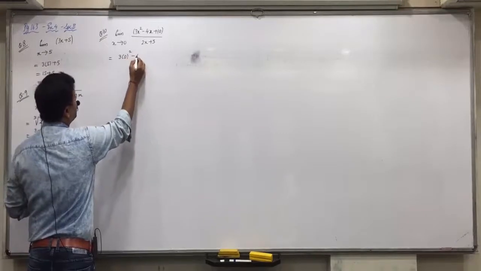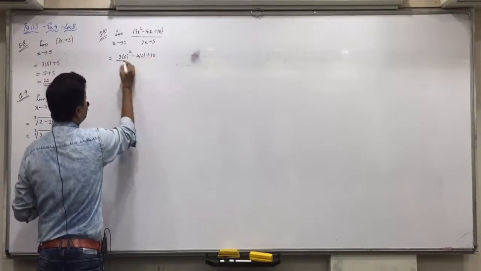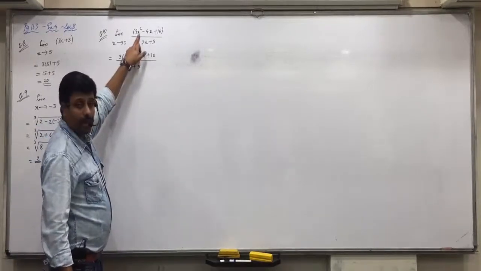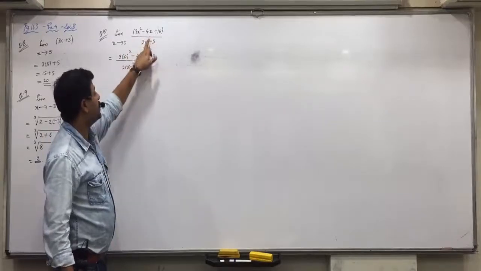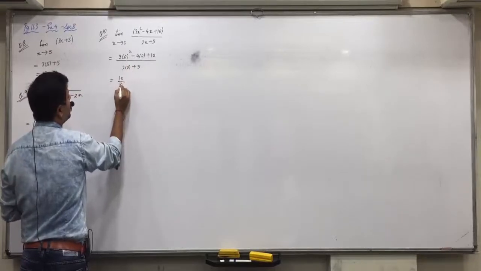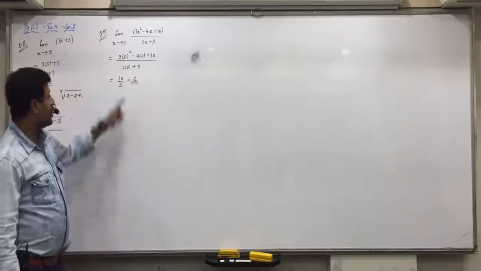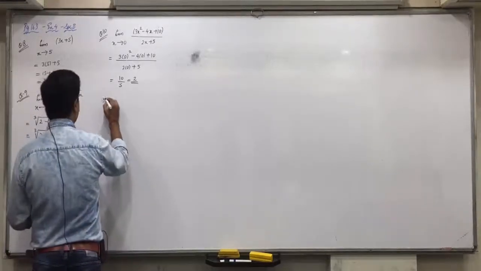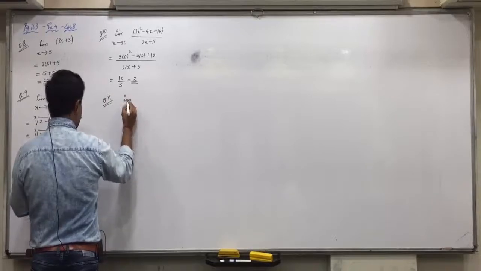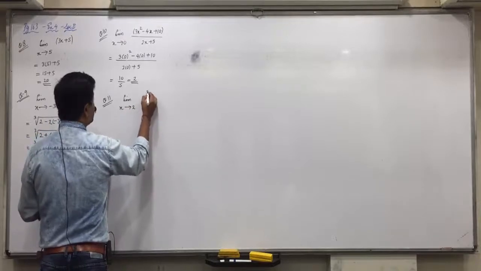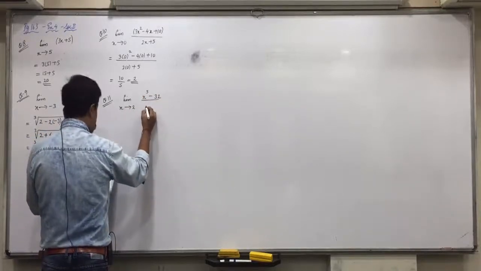3 into 0 square minus 4 into 0 plus 10 upon 2 into 0 plus 5. Wherever there is x, you will substitute 0. This all becomes 0, simply 10 upon 5, that is 2. Are you all clear with this? Question 11. Limit x tends to 2, x raised to 5 minus 32 upon x minus 2.